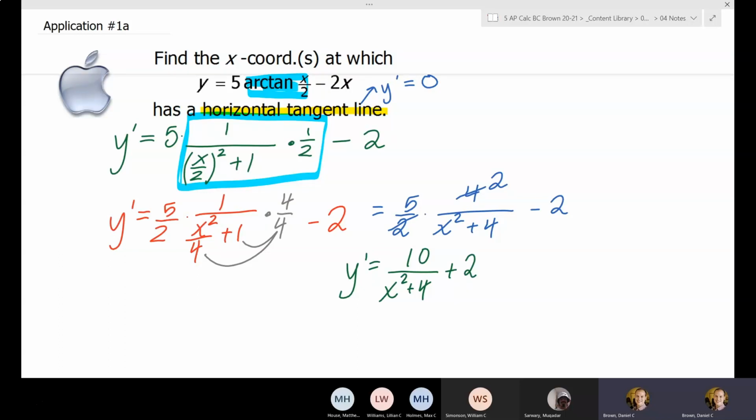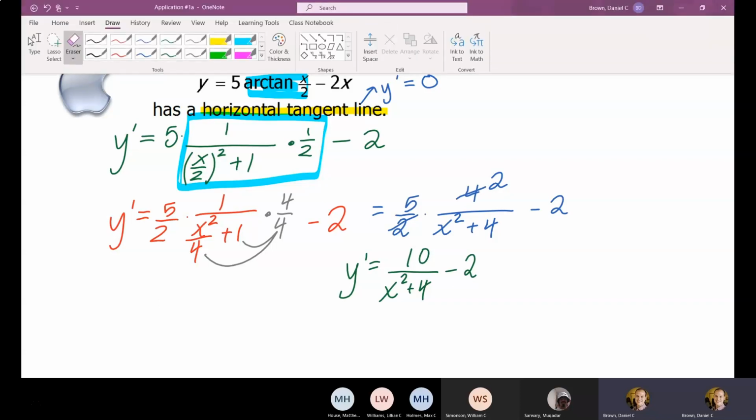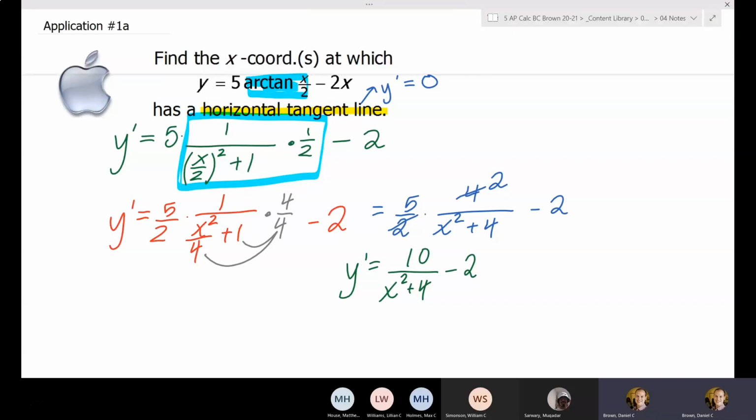So go ahead and finish that problem out to find the horizontal tangent lines. Yes, ma'am. Where'd I get the what? It should be minus 2. Thanks. There. And you should get 2 horizontal tangent lines for this one.